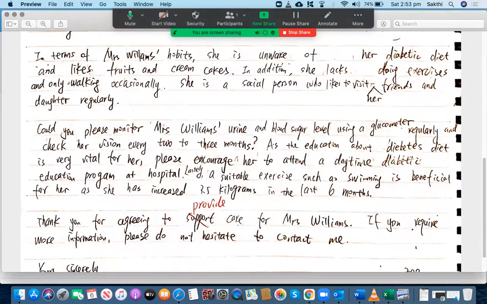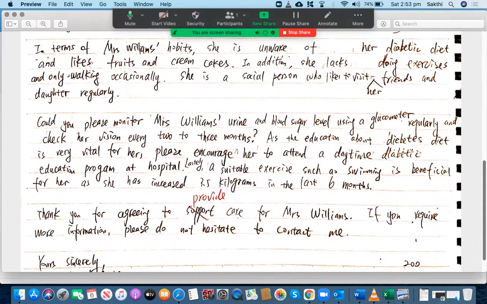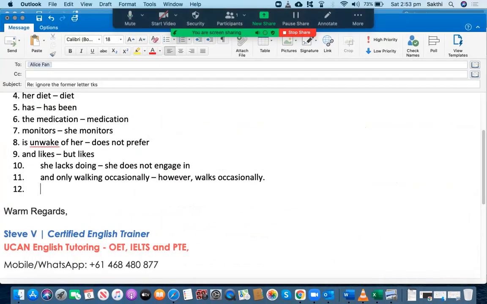All right, let's go to the next one. She is a social person who likes to visit her friends and daughter regularly. She is a social person. Yeah, that's okay. Who likes to visit her friends and daughter regularly. That's fine. Could you please monitor Miss Williams' urine and blood sugar level? So Williams, again, Mrs. Williams. Mrs. Williams and then apostrophe, that's wrong. You need to write down Mrs. Williams and then apostrophe and then S.